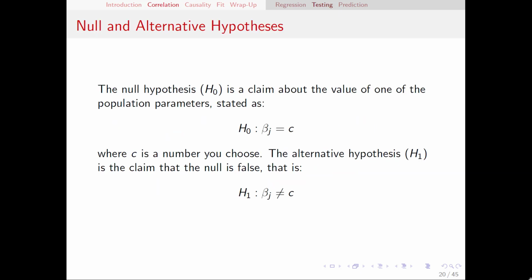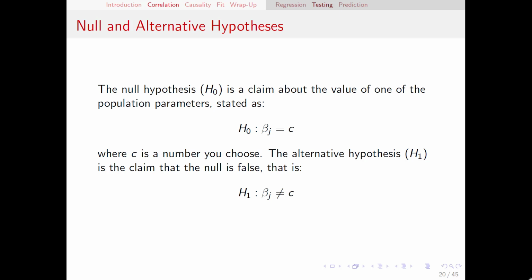The first thing that we always do in a hypothesis test is state our null hypothesis. We typically denote our null hypothesis as H0. That's H with the subscript 0, which is pronounced H-naught. H0 is a claim about the value of one of our population parameters. Those are our beta j's that we talked about in the previous videos, where beta j stands in for a generic population parameter that could be beta 0, beta 1, beta 2, and so forth. The null hypothesis is going to claim that we think that beta j equals some number.